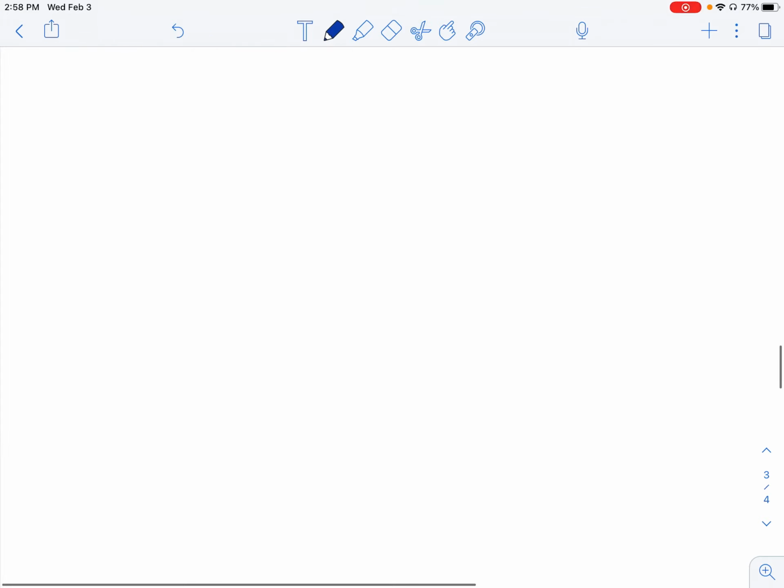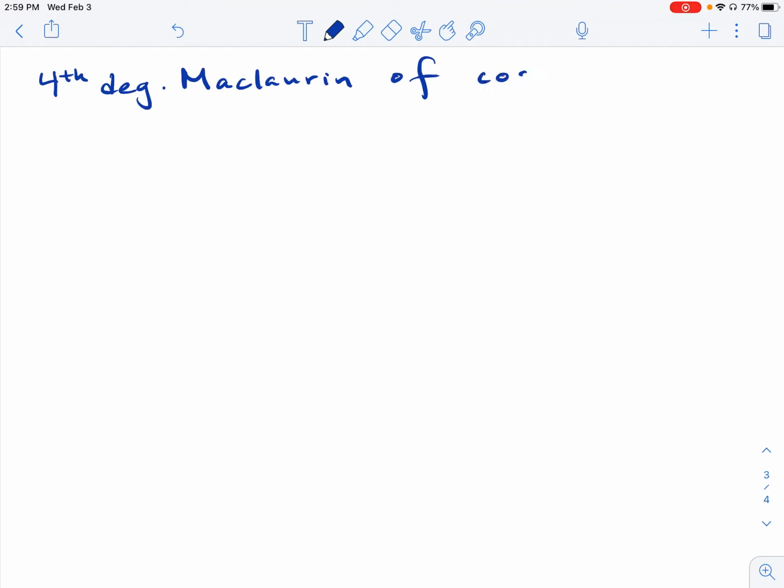So again, let's find the 4th degree Maclaurin polynomial of cosine of pi over 4. That's our problem here. So what does this 4th degree Maclaurin polynomial look like? Well, I know that for a 4th degree Maclaurin polynomial, I have the following. We can just use our elementary series to say this is 1 minus x squared over 2 plus x to the 4th over 4 factorial, or we can just say 24, okay?